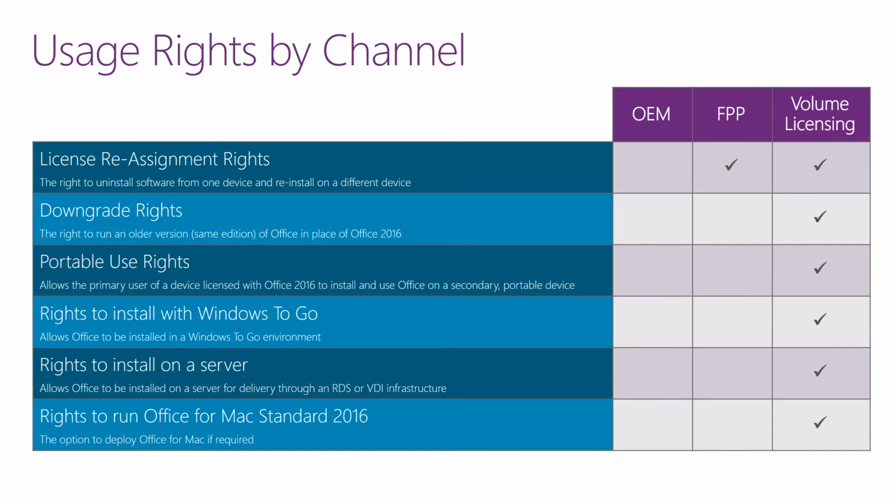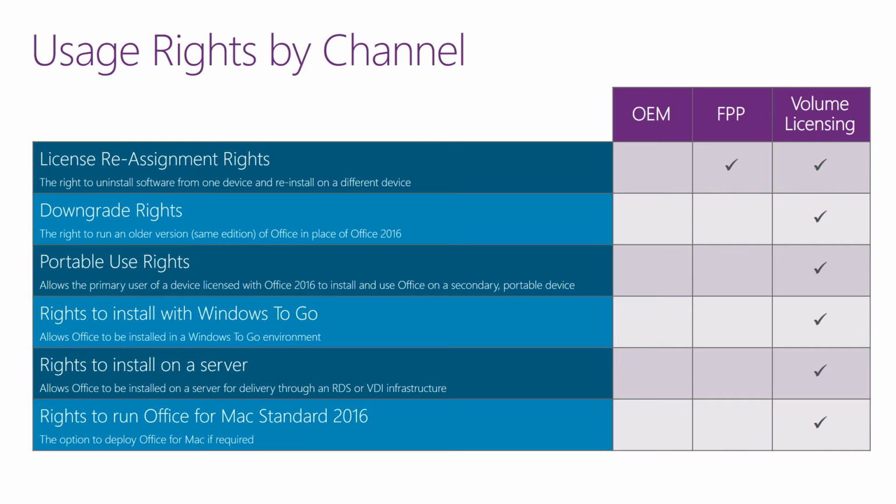The first row deals with license reassignment, so the right to install the software on one device and then to uninstall and use the software on another device. If you buy the software pre-installed, then you can't do this, but you can through the other channels, although, for example, within the volume licensing programs, it is restricted to reinstalling or reassigning once every 90 days.